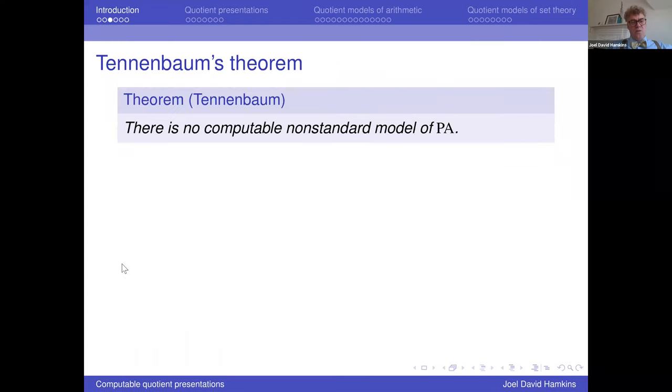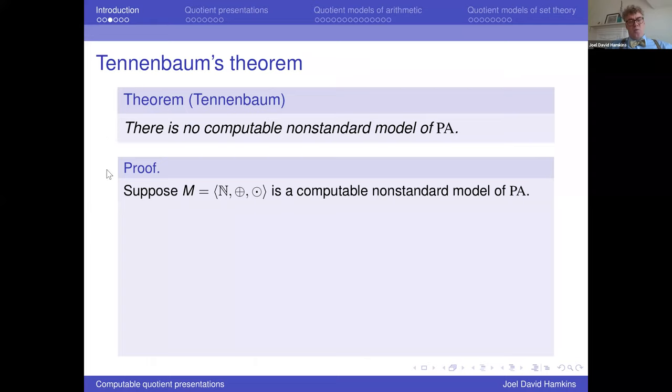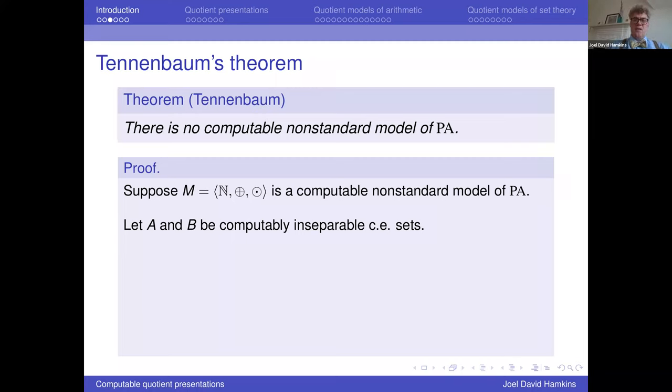Okay, so let me review Tennenbaum's theorem. There's no computable non-standard model of PA. It's impossible. And one of the ways to prove that is the following. Suppose that we had a computable non-standard model of Peano arithmetic. Now let A and B be computably inseparable CE sets. So these are computably enumerable sets, disjoint. We can enumerate their elements, but there's no computable separation. We cannot find any computable set that separates them.